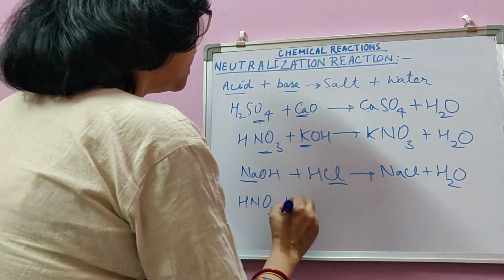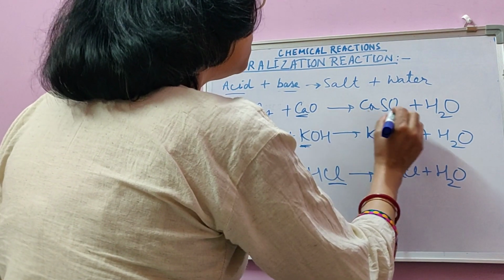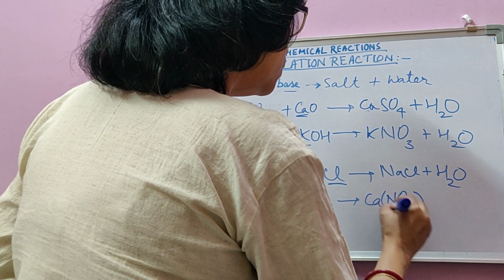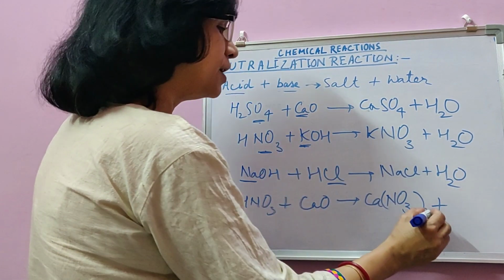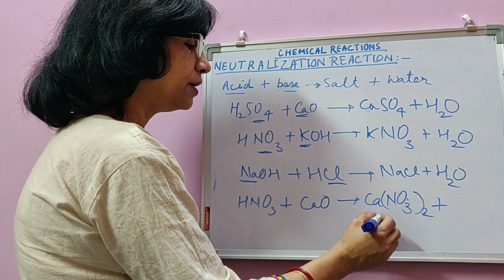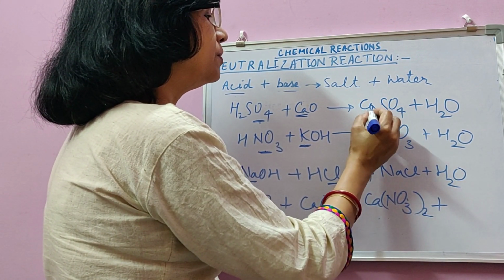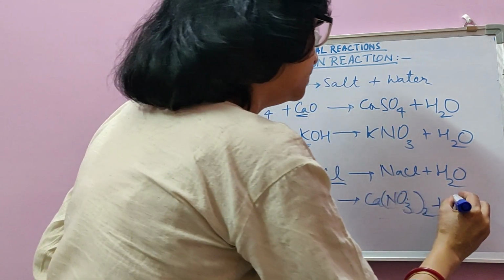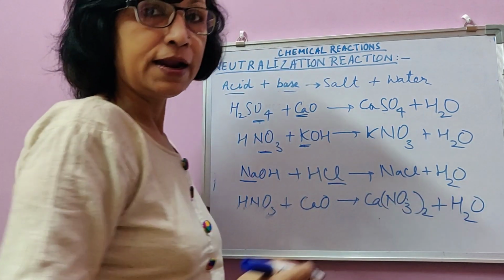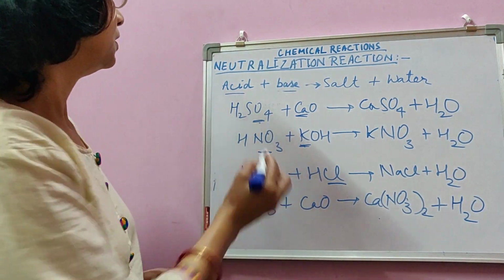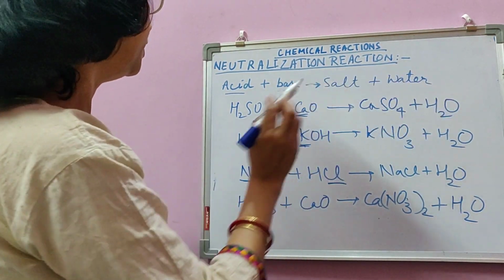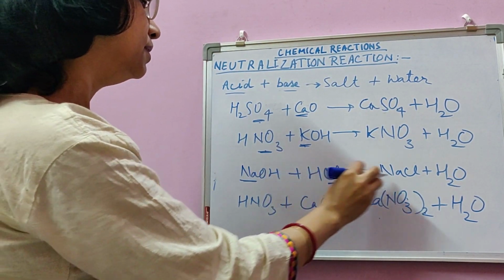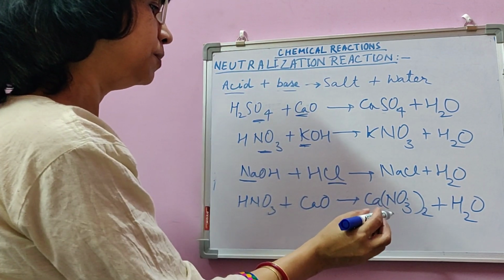If it is nitrate and calcium oxide, then it will not be CaNO3, it will be Ca(NO3)2, because the valency of calcium is 2 and the valency of nitrate is 1. But here the valency of calcium and sulfate are both 2, that's why its formula is CaSO4. Later you can balance, as you know how to balance it. Like this one is already balanced, this one is also already balanced, this one is also already balanced, just this one is to be balanced.